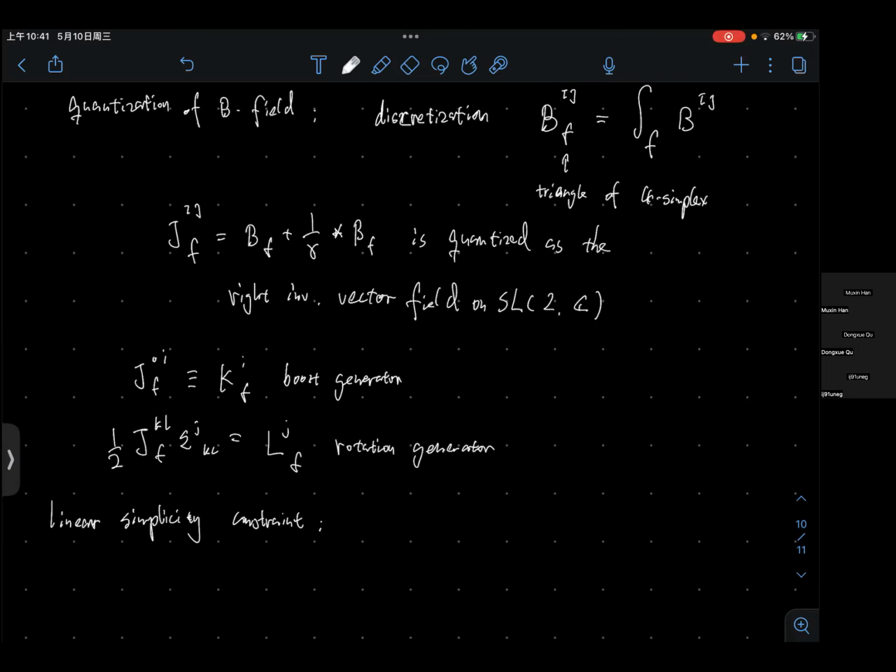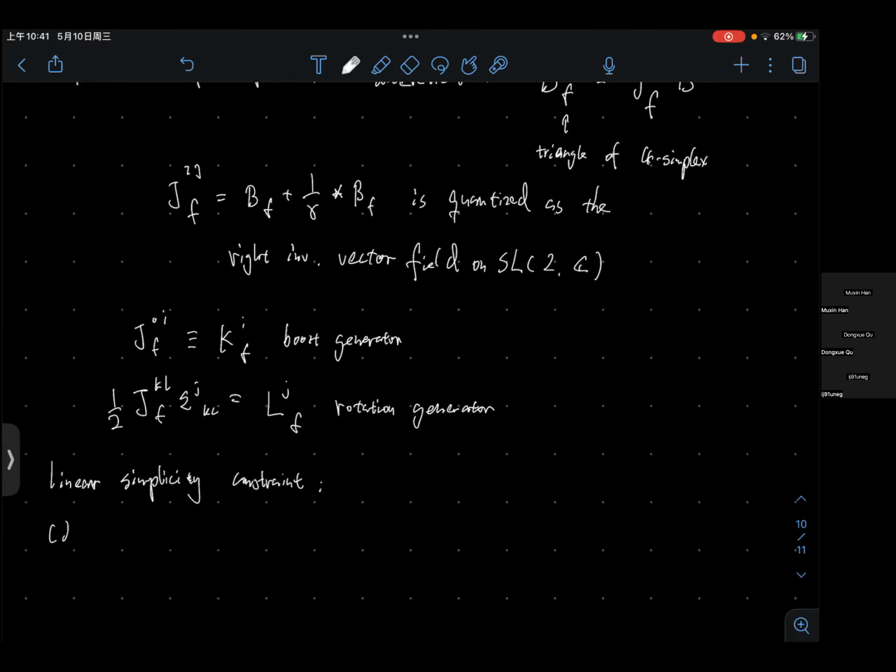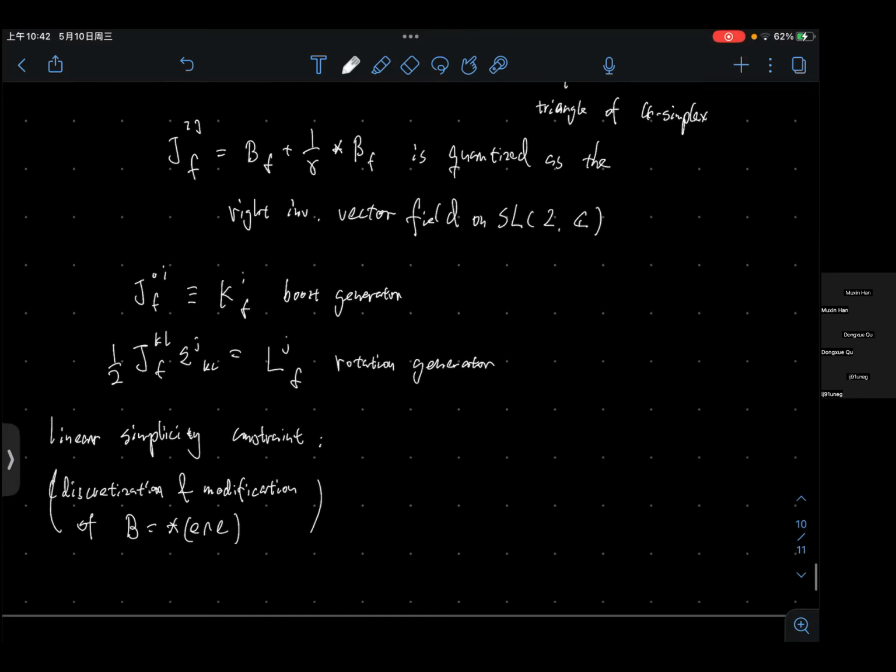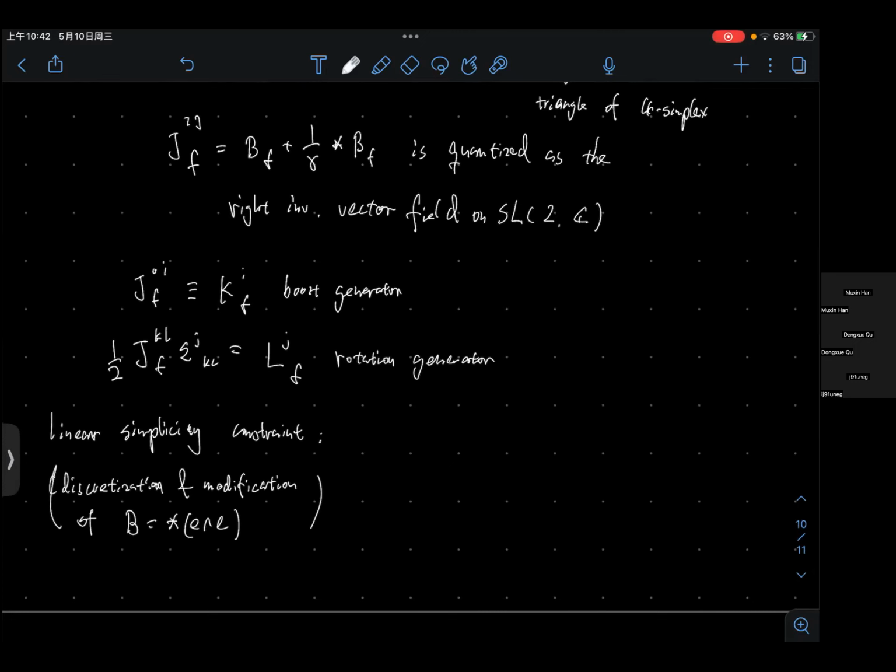Okay, the linear simplicity constraint. You can view this linear simplicity constraint as a discretization and modification of the usual simplicity constraint that I showed earlier, B equals star B wedge E. I'm not going to tell you the details about how to discretize and modify this simplicity constraint to get this one, but you can find the details in the original EPRL paper.